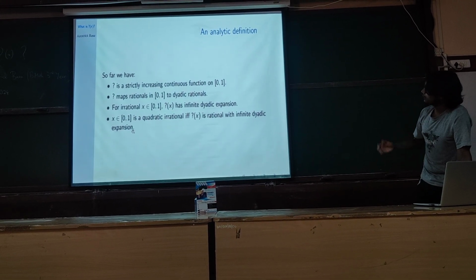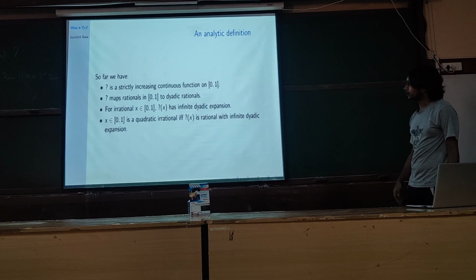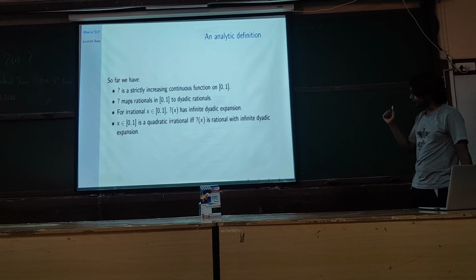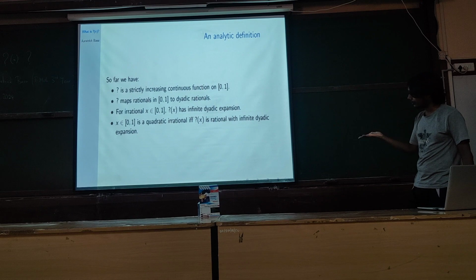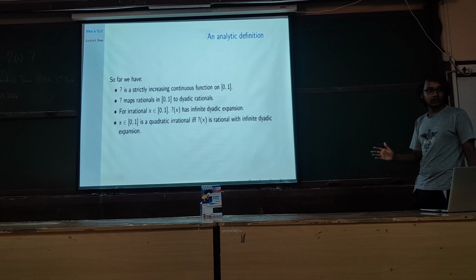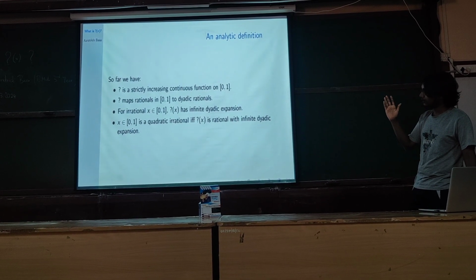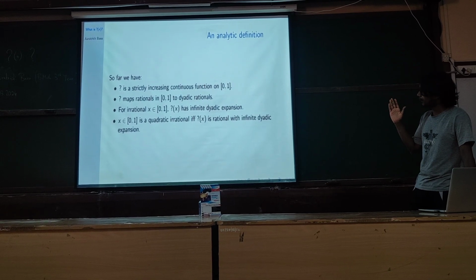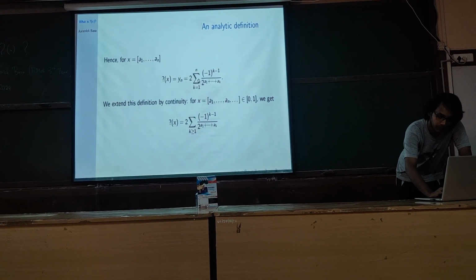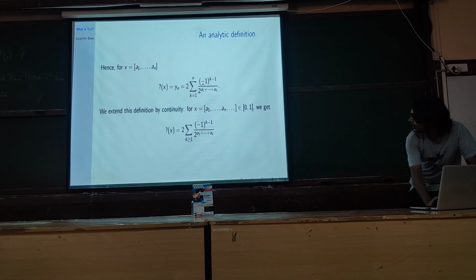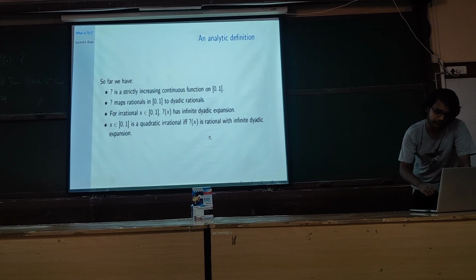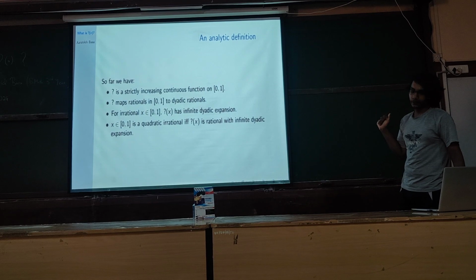But more interestingly, and this was the original motivation of Minkowski for defining this function, he was trying to understand how quadratic irrationals can be related to dyadic expansions. The most important property of question mark is that it will map quadratic irrationals to rationals with infinite dyadic expansion. This is because a number is a quadratic irrational if and only if its continued fraction expansion is infinite yet periodic. And so when you go back to this expression, you will basically get repeating blocks of finite dyadic rationals. Sorry, not that one, this one. And so it will end up being a rational, but it will have an infinite dyadic expansion. Right. So these are the main properties that we have so far.